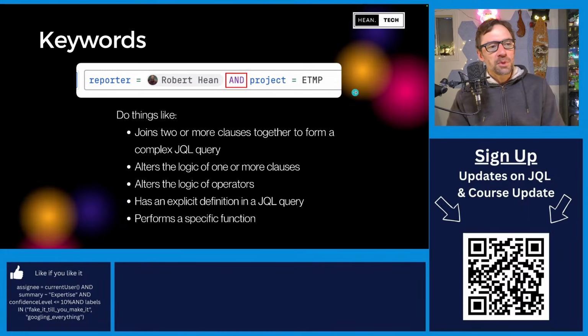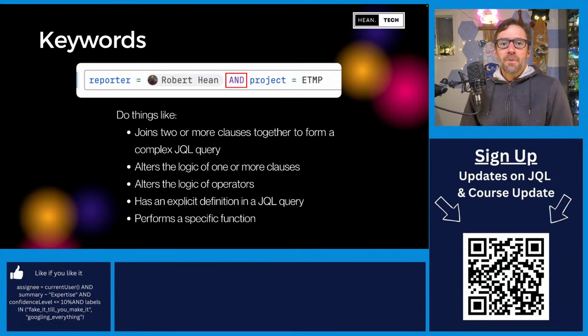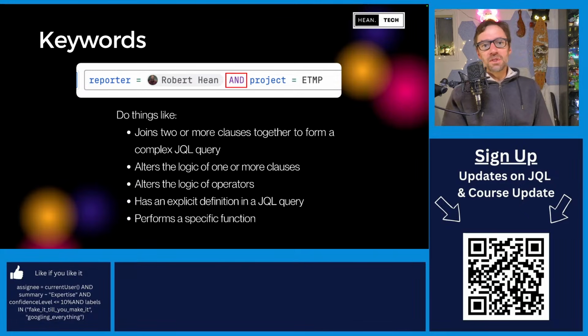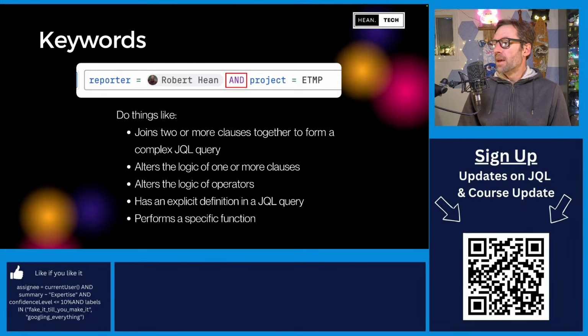All right. First, I've got to explain what keywords are. Keywords are called a reserved word or phrase. They can't be things like the name of a field. You can't name a field that, and they do specific things in JQL. So they can join together multiple clauses to make a more complex query.